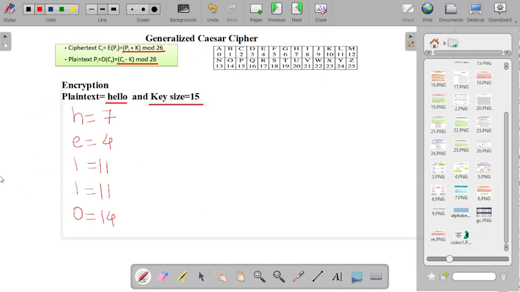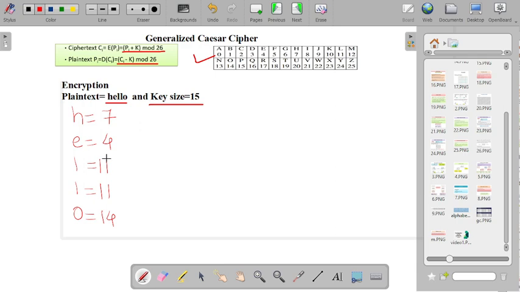So for encryption, we have taken all these alphabets, like H, E, double L, O, and for all the letters, we write the index of the alphabet according to this table. In the table, we have the alphabet from A to Z. For A, we are taking the index 0, for B the index 1, and likewise, for Z the index is 25.